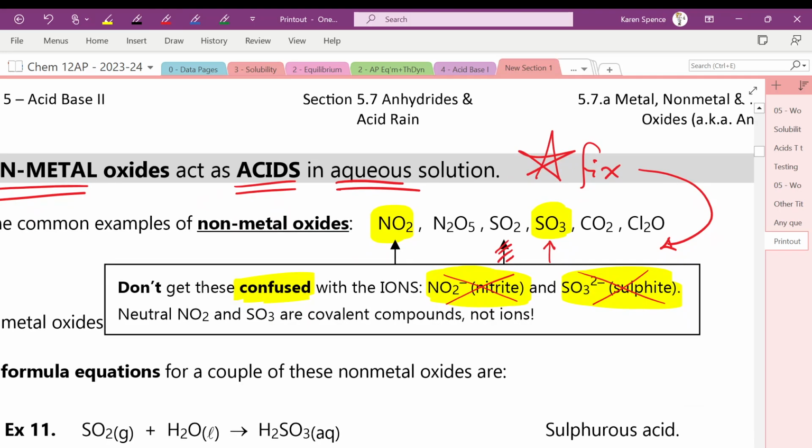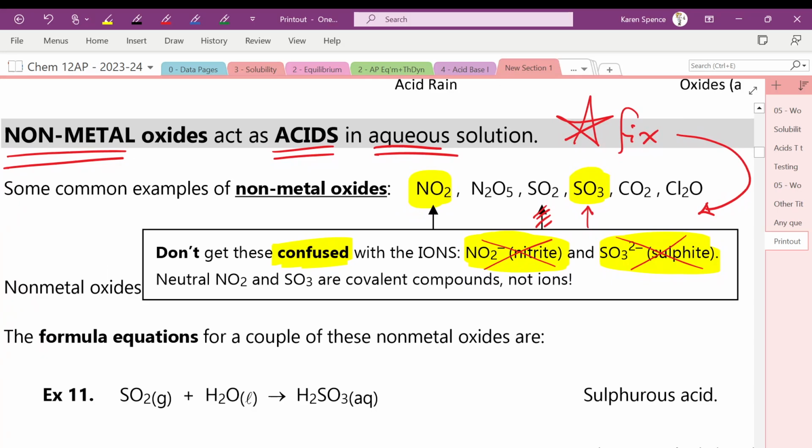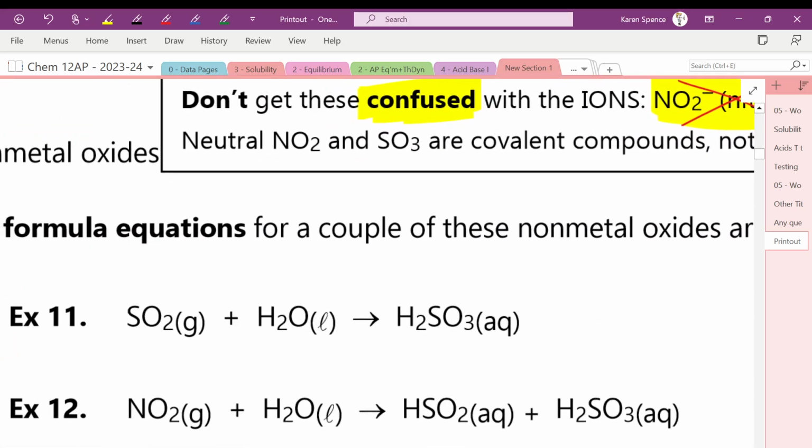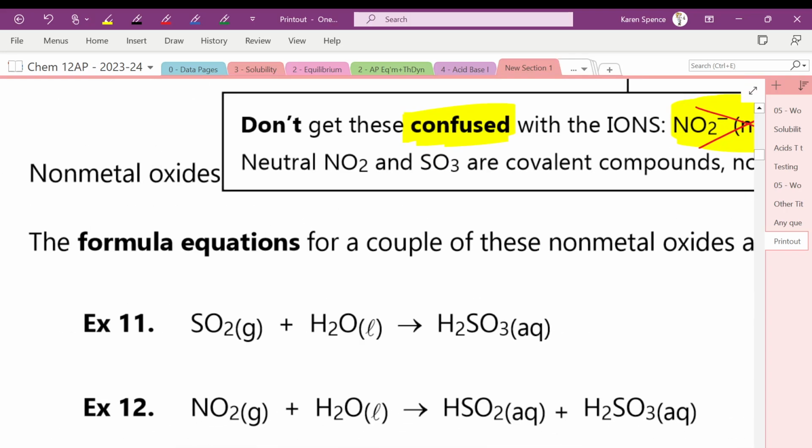And here we go. Here are the formula equations for a couple of these non-metal oxides with water. Let's take a look at this first one. SO2 plus H2O gives H2SO3. Now what I'd like you to do is on the left-hand side to say, how many S's do I have? 1. How many H's do I have? I have 2. And how many O's do I have?